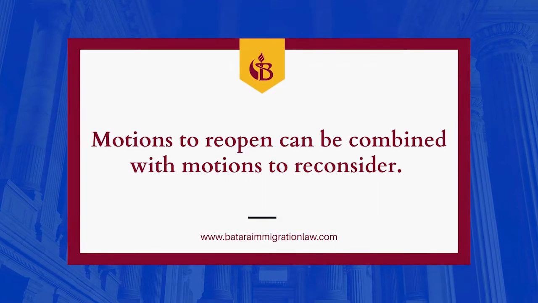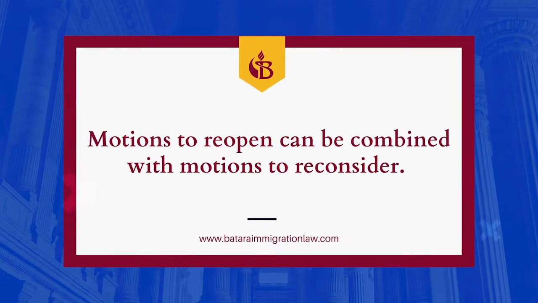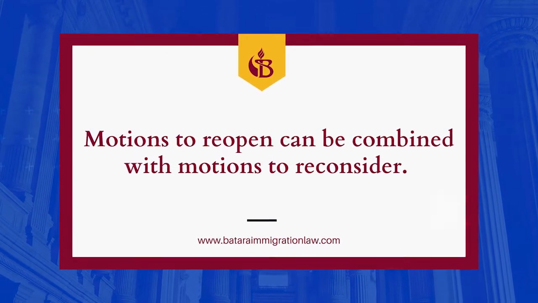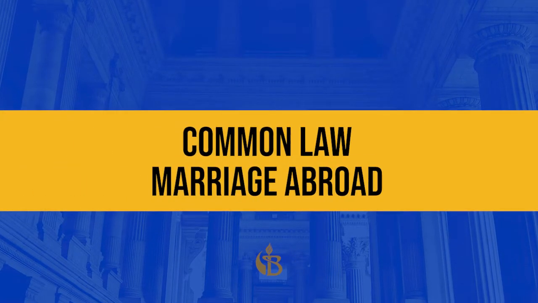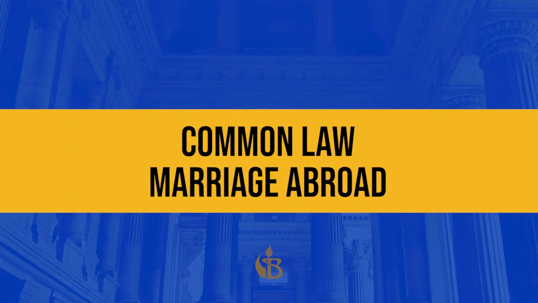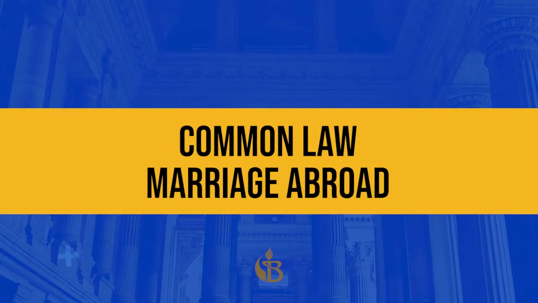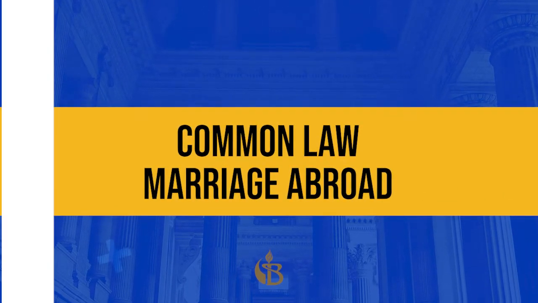Sometimes motions to reopen and motions to reconsider can be combined. And strategically, sometimes that's the best way to do it. An individual called me once. He had been married in Uruguay, but not married in the formal sense. He had a common law wife, had a child, had lived with her for 4 years, and held her out as a wife. And common law marriage was okay there. But he eventually didn't get married, and the couple eventually broke up.